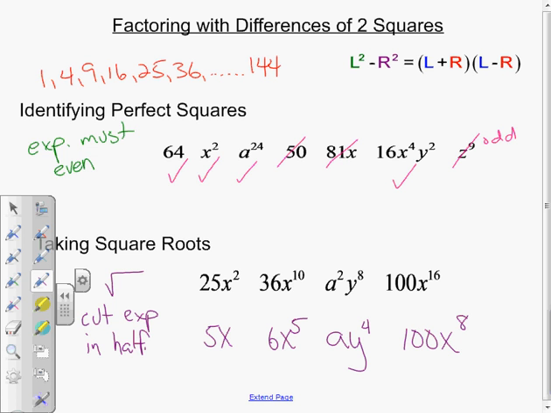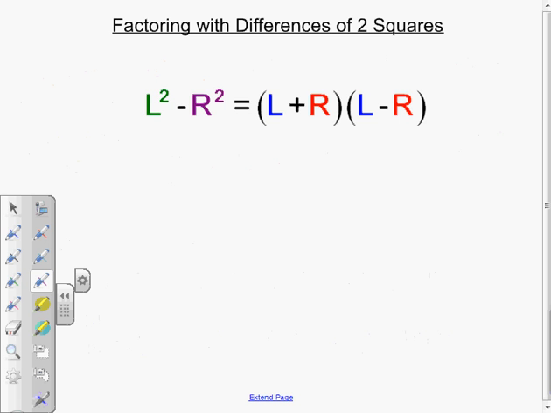So let's take a look now at this special pattern for perfect squares. We see that this is a difference of two squares because it's a subtraction, and I have two terms that have even exponents, and those terms are obviously squares because they say squared. Well, we can factor that into the following product. It's two quantities, L plus R and L minus R.